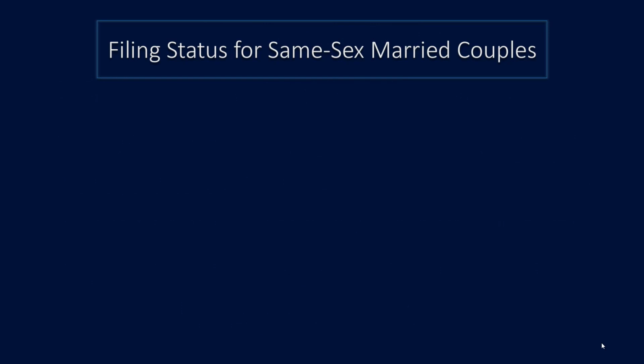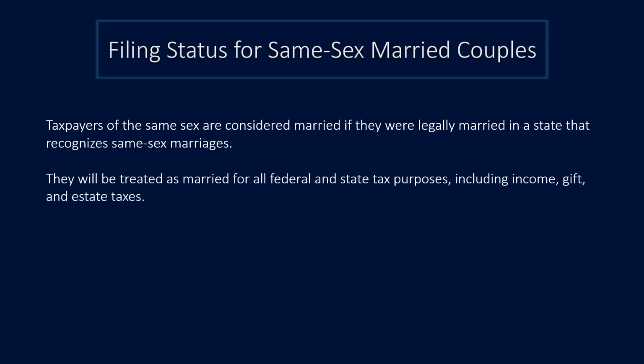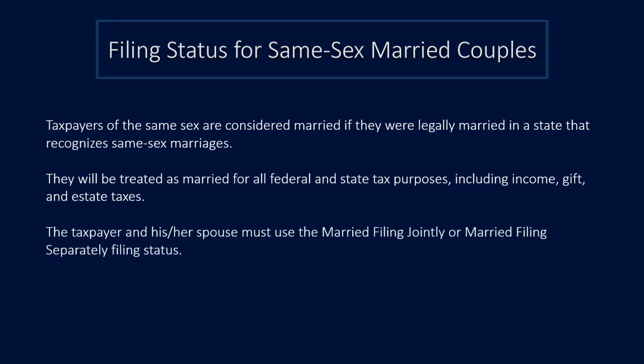Next, let's consider the filing status for same-sex married couples. Taxpayers of the same sex are considered married if they were legally married in a state that recognizes same-sex marriages. They'll be treated as married for all federal and state tax purposes, including income, gift, and estate taxes. The taxpayer and his or her spouse must use the married filing jointly or married filing separately filing status on the federal return.